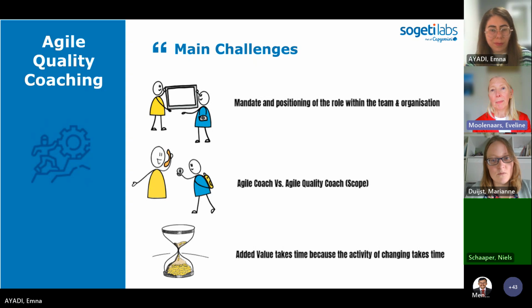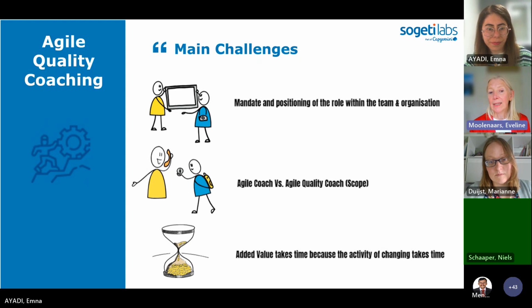So you're quite dependent on that. So that mandate and positioning is really important to think about. And also the roles of the scope of the Agile coach and the Agile quality coach. It's important to explain that focus on quality, and that it's really practical, and that you cooperate also with Agile coaches and not see it as some distant thing, or that you're competing. That's of course not the case.